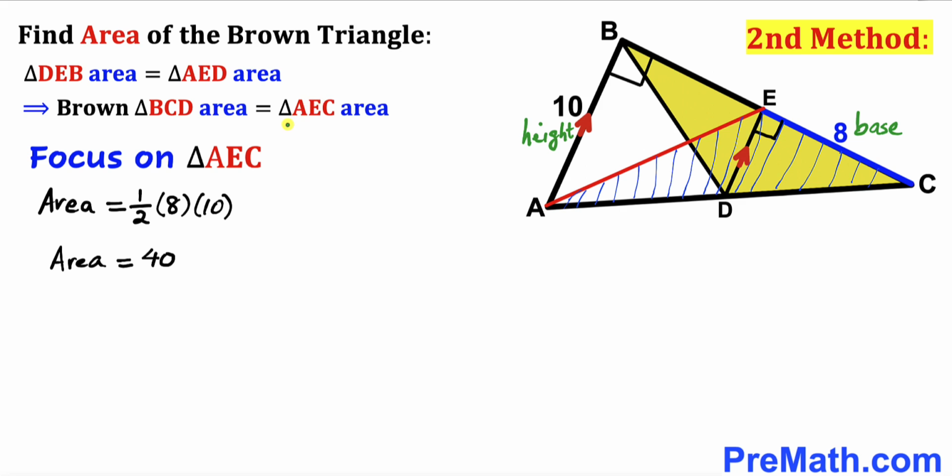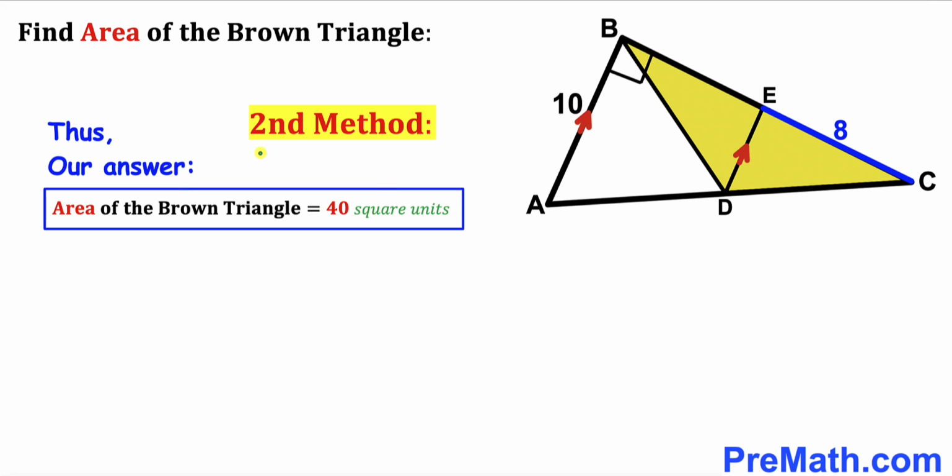And now we can see the area of this triangle AEC turns out to be 40 square units, and we know that the area of this triangle AEC is the same as the area of this brown triangle BCD. So the area of this brown triangle turns out to be 40 square units by using this second method. And in both scenarios our answer is the same, and that's our final answer.